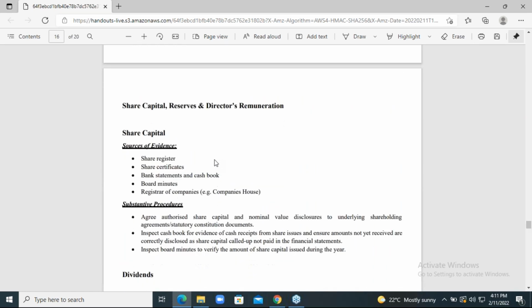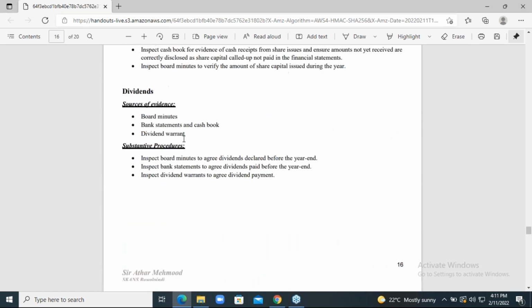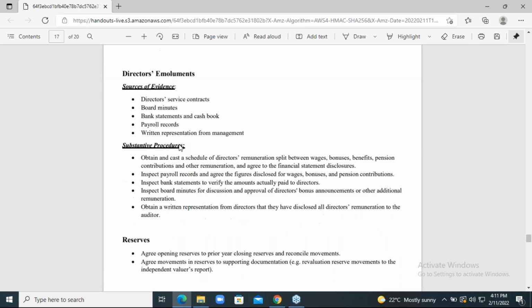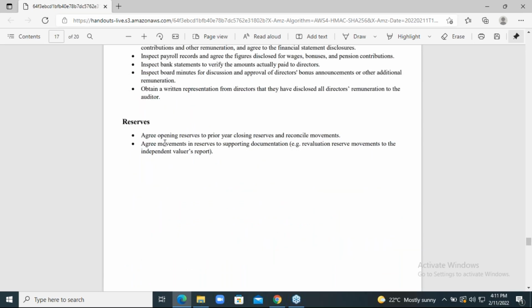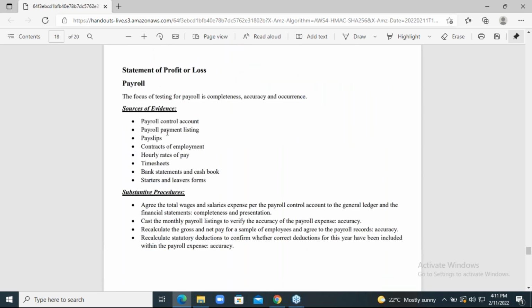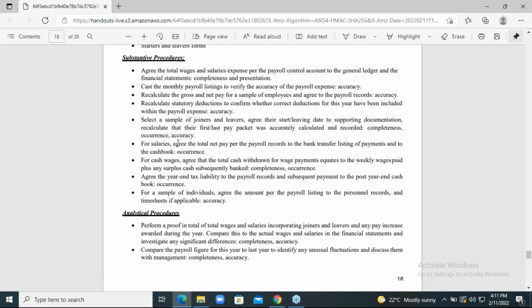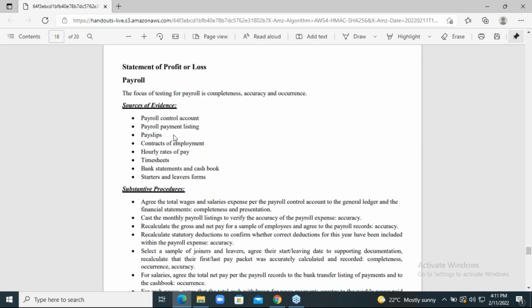But first of all, you should understand share capital is not that important. Dividend, you can just go through these things. Directors' emoluments are sometimes asked by the examiner to give you a sort of surprise. Now, payroll is also sometimes asked by the examiner, like what are the substantive procedures. So what should you do?